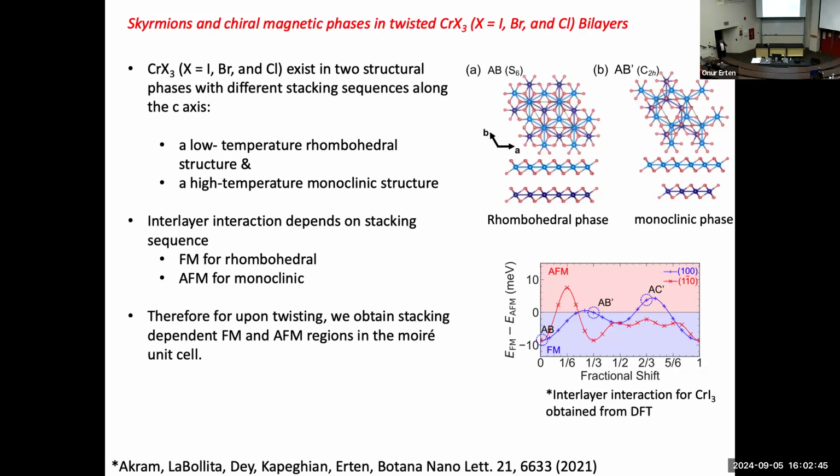And you can imagine that if you take two layers and twist them, you will create this Moiré superlattice. Within the Moiré superlattice, some regions will look more like rhombohedral stacking, and some regions will look more like monoclinic stacking. As a result, you will have a superposition of all different types of stackings within your Moiré unit cell.